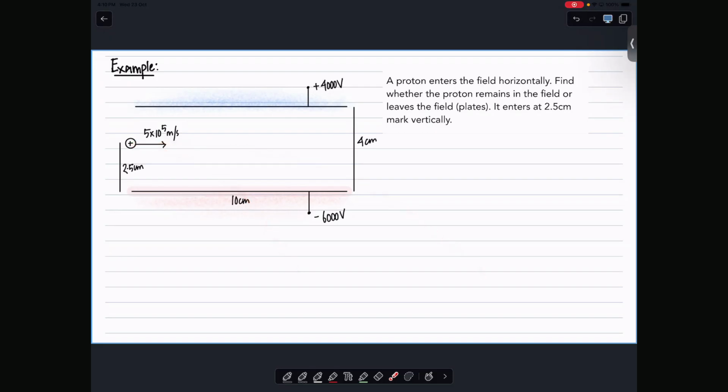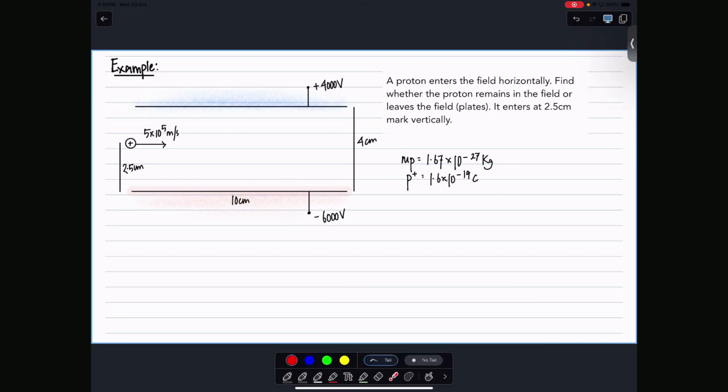That's it. Okay, you'll find this in the AS paper. It used to be very popular in the electric field topic that we had in AS. So yeah, give it a try. The mass of a proton is something that you need to know. The mass of a proton is 1.67 into 10 to the power minus 27 kilogram, and the charge of a proton is 1.6 into 10 to the power minus 19 coulomb.